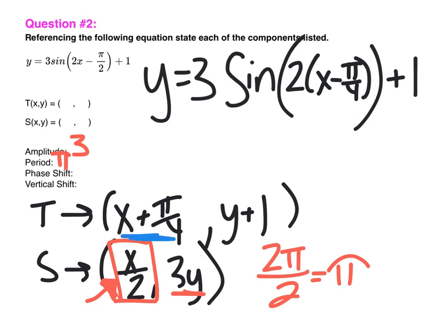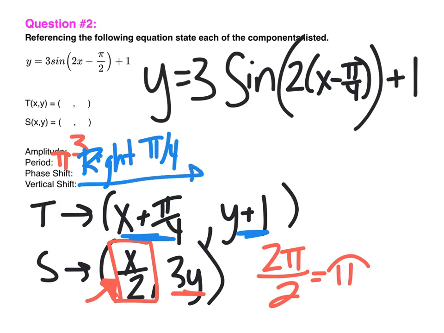The phase shift is what happens to the x, and because it's positive, we are going to go right, pi over 4 in our phase shift. And then our vertical shift is with the y, and the y is either up or down. Since it's positive, it's going to be up 1.